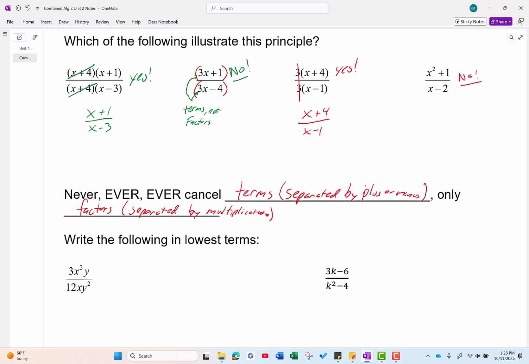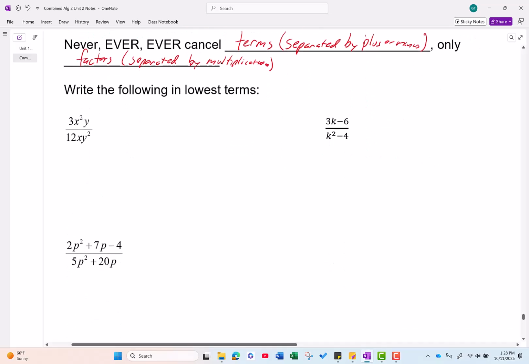But I could look at the next example and see 3 times (x + 4) over 3 times (x - 1). Since they're multiplying across and have the exact same thing on top and bottom, I can cancel those things out. Okay. All right, so let's try this out here.